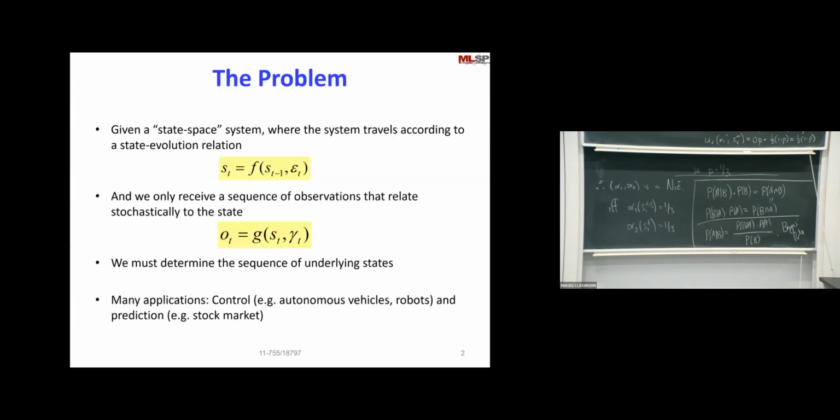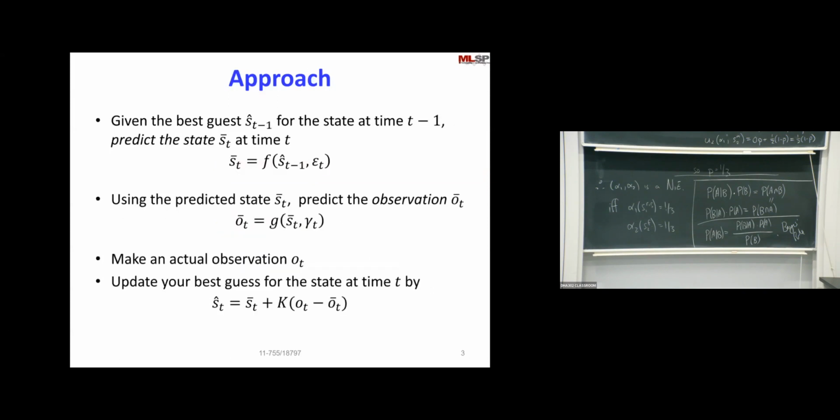There were many applications for this: controls, autonomous vehicles, robots, spacecraft, missiles, the whole lot. All of them basically use this mechanism, right? And of course, even if you're predicting the stock market, anything of that kind, you're still going to be using this mechanism. So this is basically fundamental to so many things that you encounter in day-to-day life.